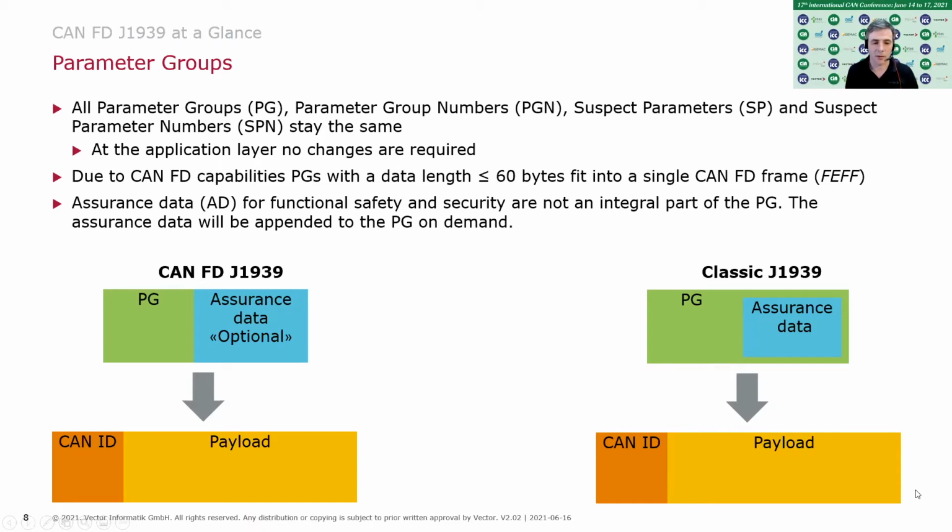This can be done afterwards, at the system integration or system design point in time. You can make this decision and say, okay, for me, this parameter group is that important, I need the assurance data, or it's not so important in my system, we don't need it. And then you don't need to transmit it, and you will not waste the payload, the bandwidth. And all this information then goes into the payload. So at first glance, this looks similar between CAN-FD and classic.